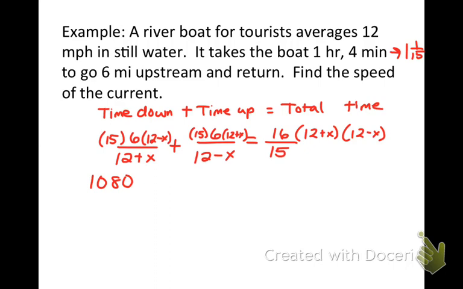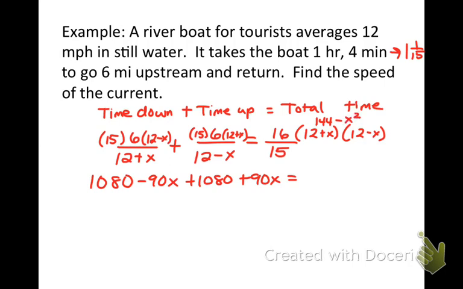90 times negative x would be negative 90x. What am I going to get here? It's just going to be the same thing, but plus 90x, right? So plus 1080 plus 90x equals... Okay, so let's multiply these out first before I distribute the 16. What's going to happen to my middle two terms? They're going to cancel, so really I'm just going to have 144 minus x squared.